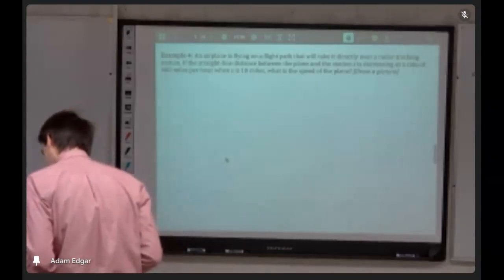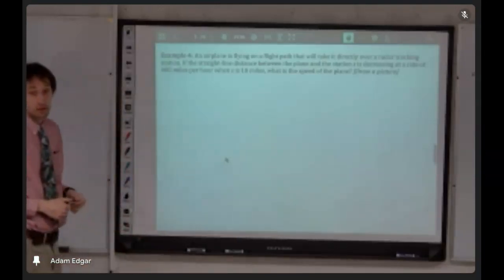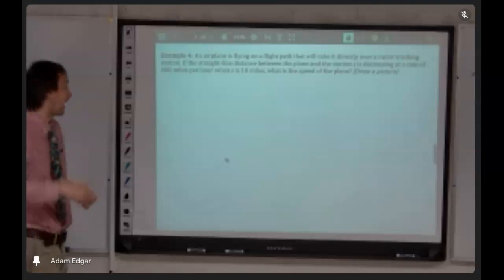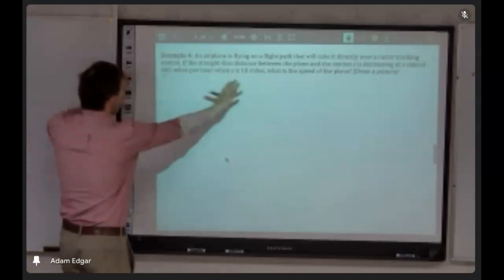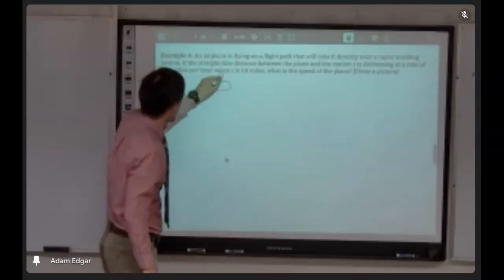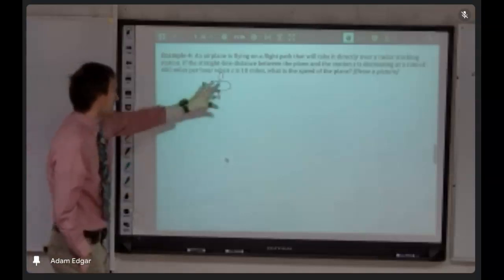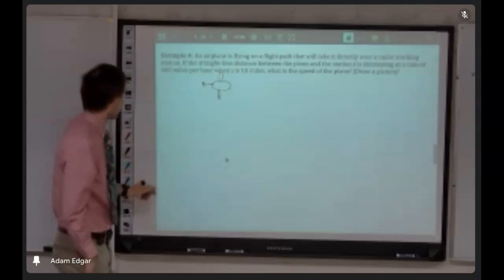All right. So we don't get it. Where do planes go? In the sky. So we'll say this is our sky. We'll put a plane up here. All right. So that's our plane. Where's the radar tracking station? On the ground, because that way the plane can go over it. So you have your radar tracking station on the ground.